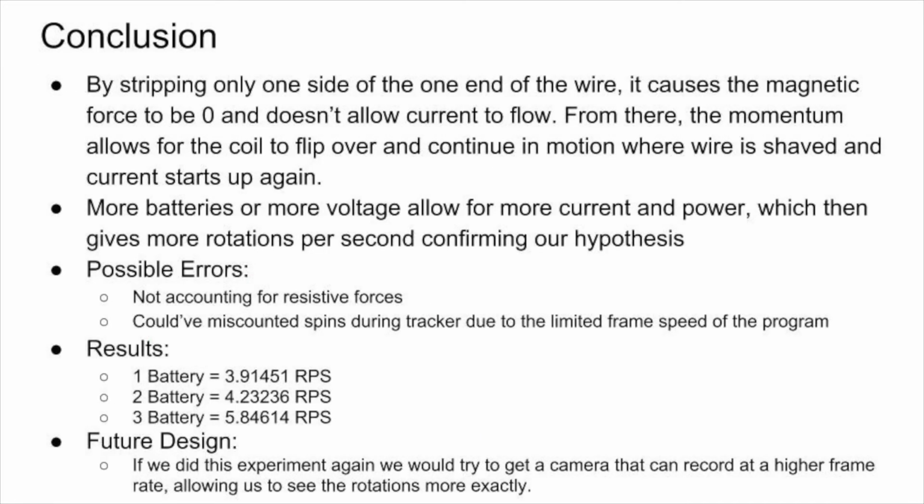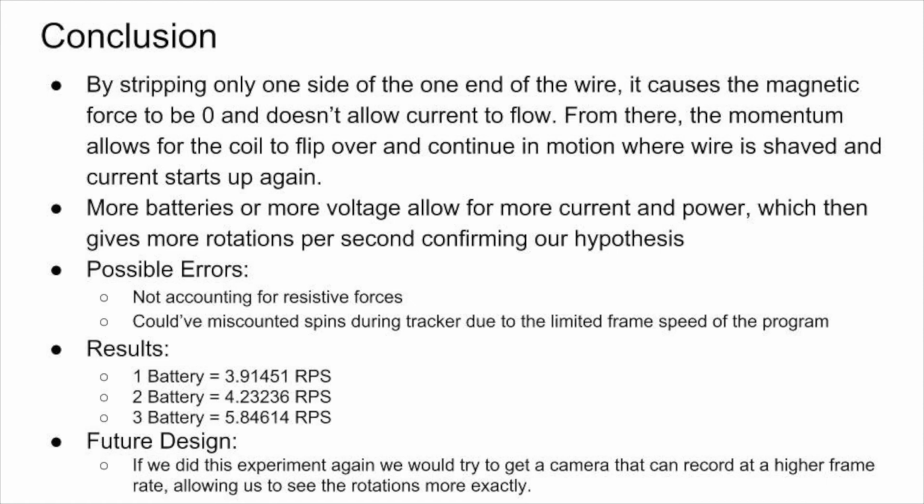In conclusion, stripping only one side of the end of the wire causes the magnetic force to be zero and doesn't allow current to flow. From there, the momentum allows the coil to flip over and continue in motion, where the wire is shaved and current starts up again. More batteries or more voltage allow for more current and power, which then gives more rotations per second, confirming our hypothesis.